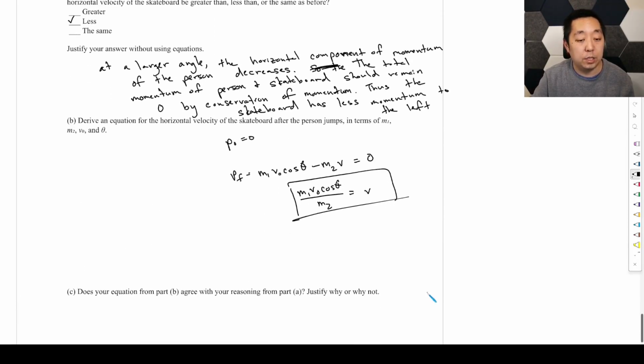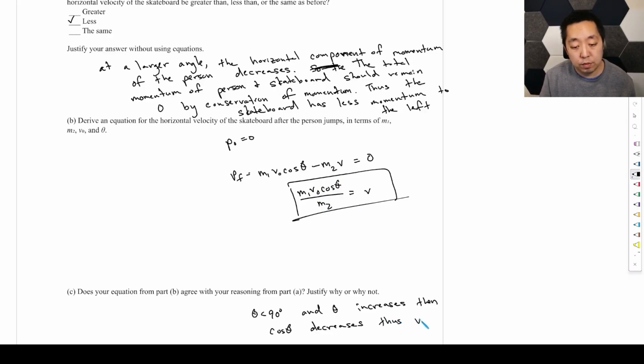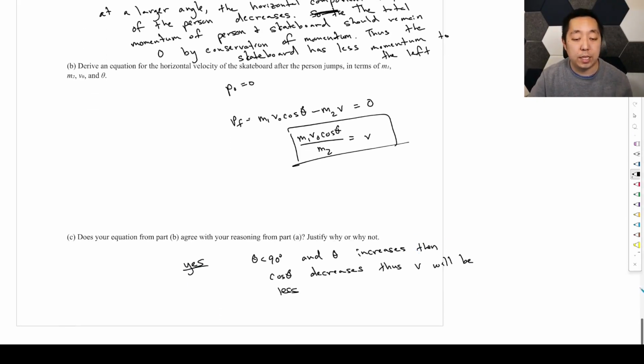Okay, so does your equation agree with our reasoning? Justify why or why not. So when theta is less than 90 degrees and theta increases, then cosine theta goes down. Right? Because cosine is maximum at 0 degrees. So cosine theta decreases, thus v will be less. So yes, it does agree, because we said that if it increases the angle, we expect the speed to be less.